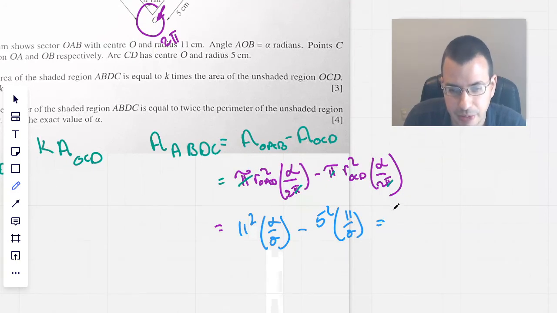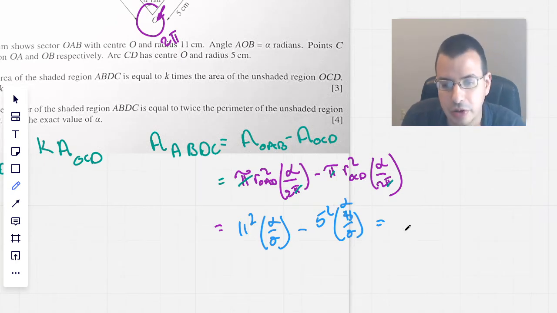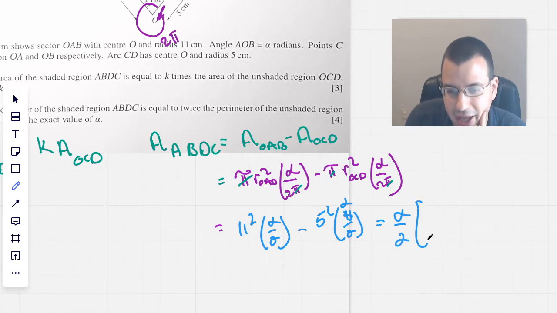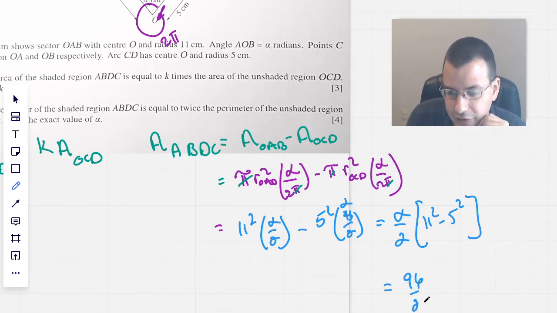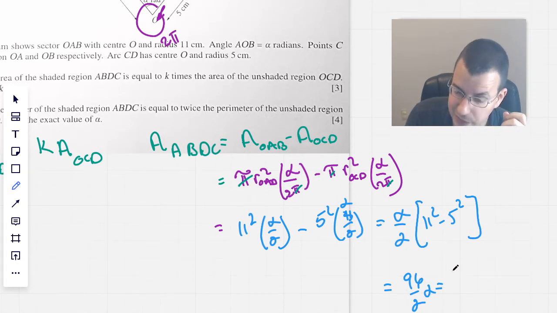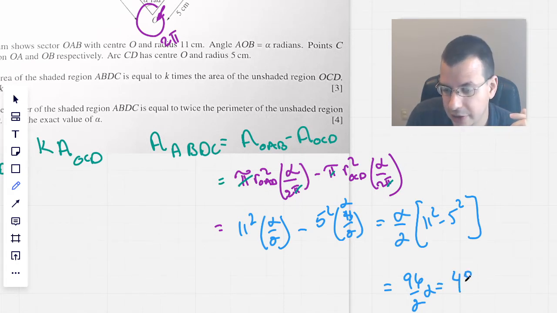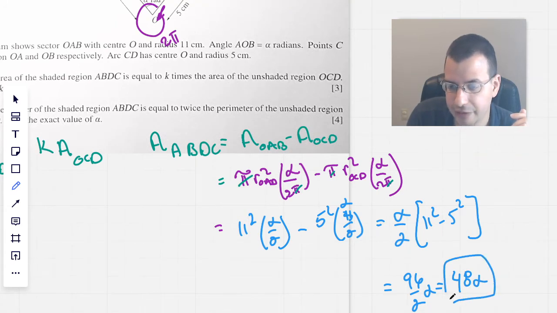Simplifying this a little bit, we can pull out the alpha over 2. Then we have 11 squared minus 5 squared, which is 121 minus 25, which is 96. We have 96 over 2 alpha, which is 48? I think it's 48. 48 alpha. What did I just find?